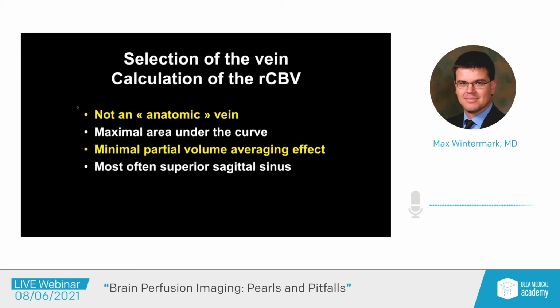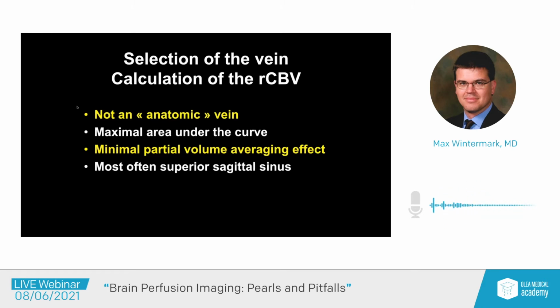and that will affect the cerebral blood volume calculation and in turn the calculation of the cerebral blood flow. Another implication of that particular aspect of the software is that it is not always necessarily going to find an anatomic vein, because what the software is really looking for is the voxel that has the maximal area under the curve, that has the smallest amount of partial volume averaging effect. So we're thinking of a large vascular structure that's perpendicular to the slices.